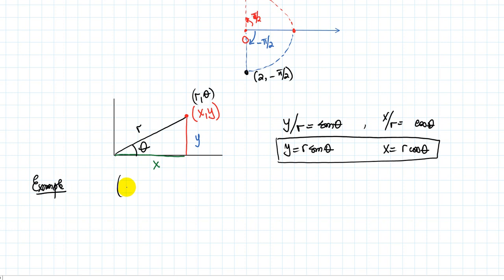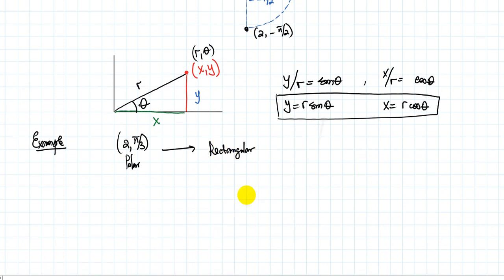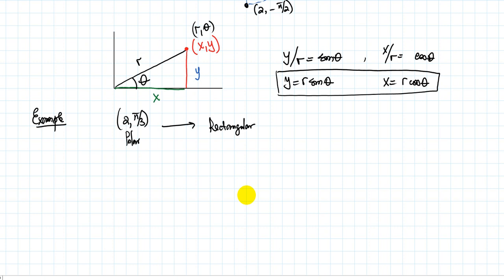Let's say we're given a point with the coordinates t and pi over 3. I would like to find the coordinates of the same point in the rectangular system. This is polar, so find the coordinates of the same point in the rectangular coordinate system. If you're given r and theta, find x and y. In order to find x, we're just going to substitute pi over 3 for theta, and t for r.